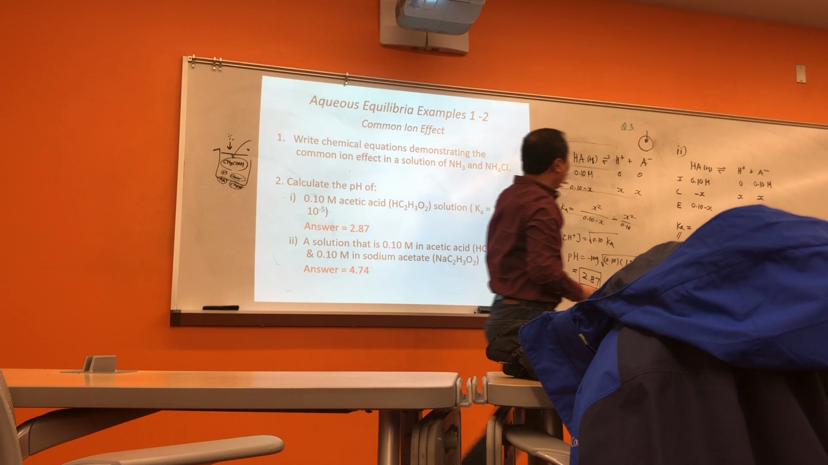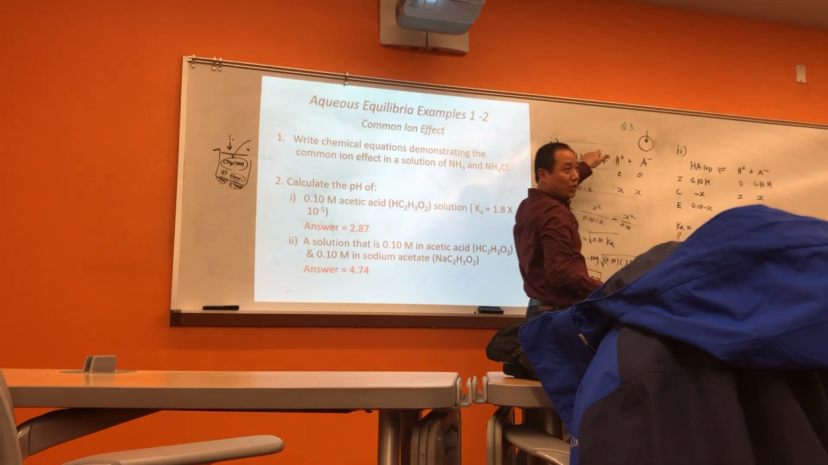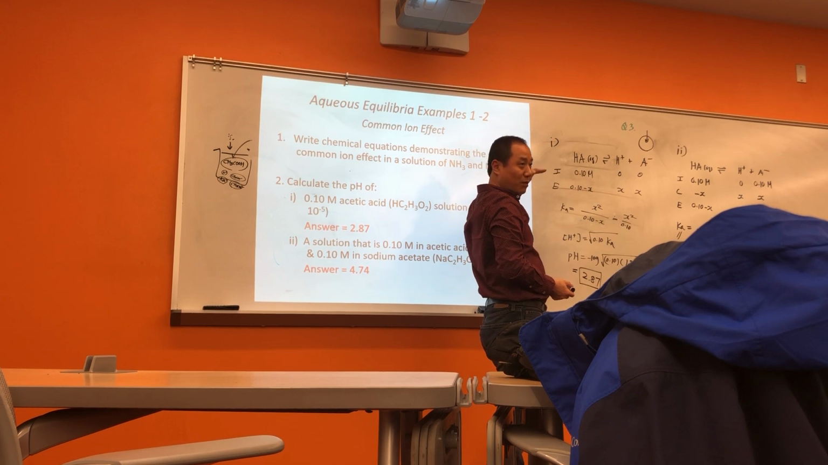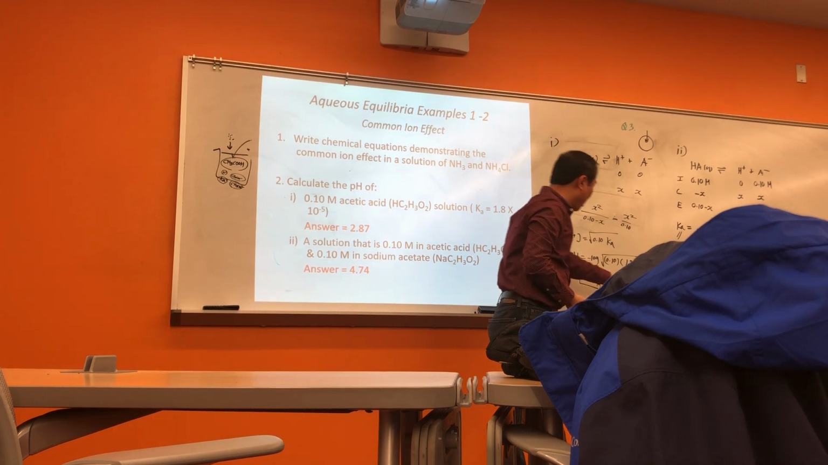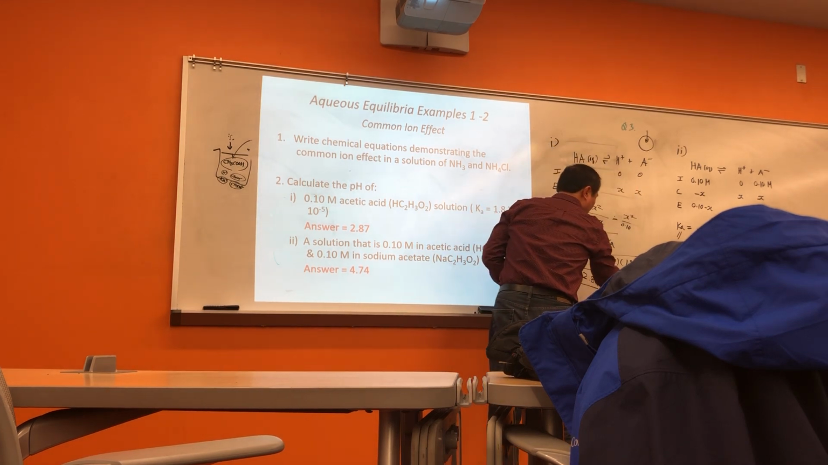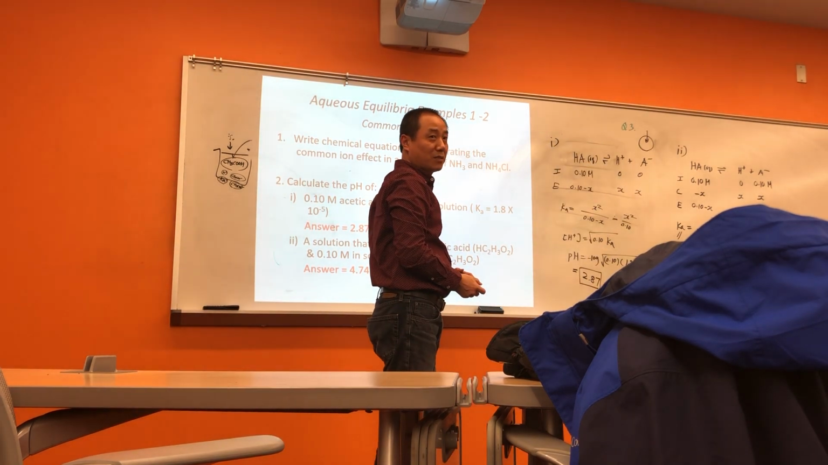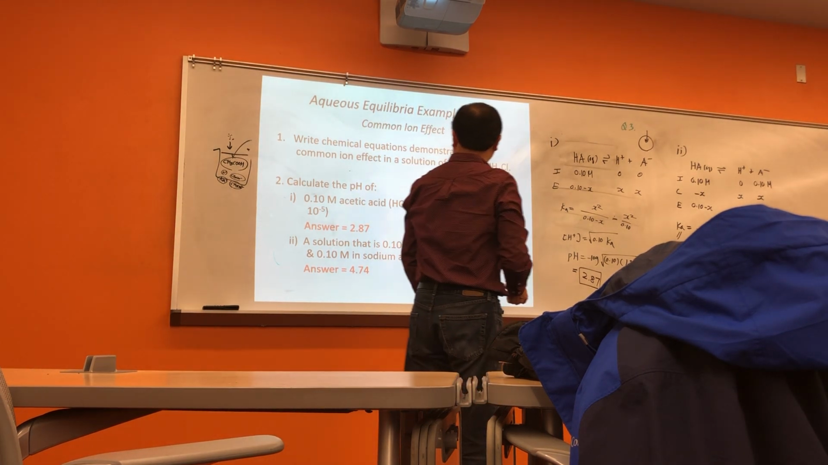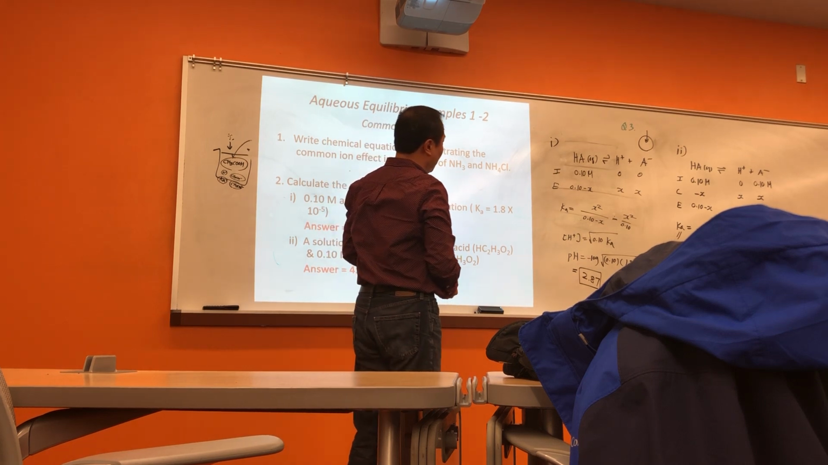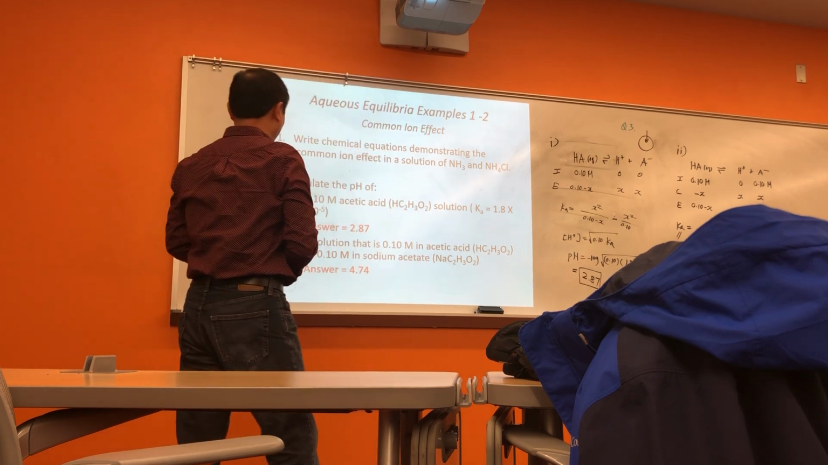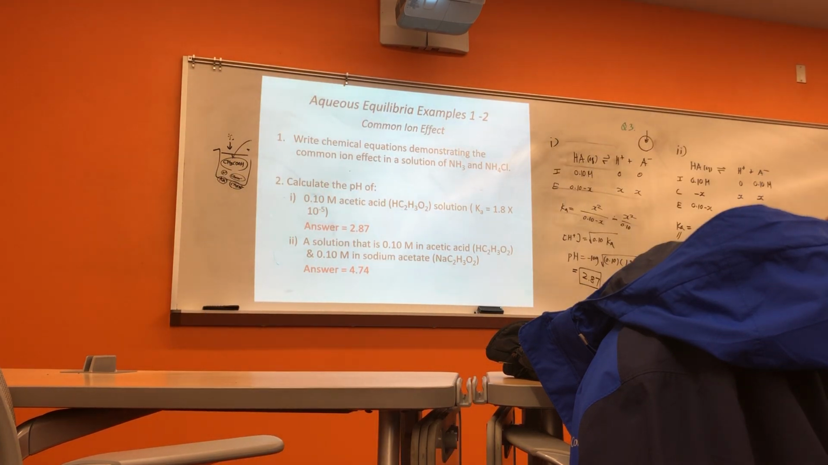When you have a common ion, there will be less dissociation. With less dissociation, it's less acidic. Because it's less acidic, there will be a higher pH. You can see this is about 100 times less dissociation there, right? The common ion causes about 100 times less dissociation. Any questions so far?